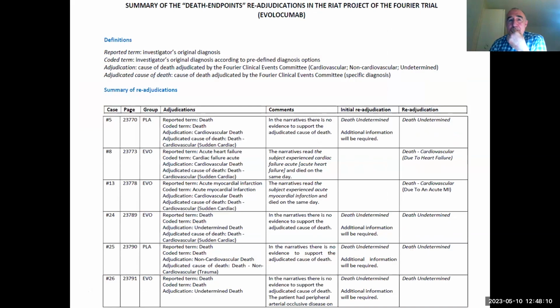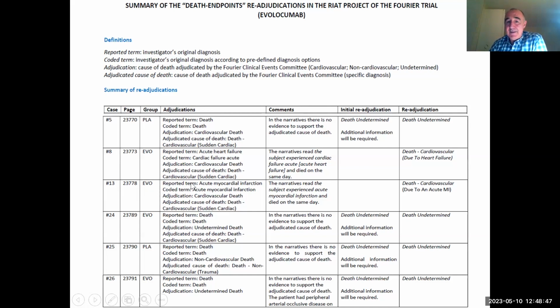Well, in the supplementary information in the BMJ Open publication, we also included a list of all changes we made, and also gave enough information for anyone to double check that we're faithful to the information in the clinical study report. If you take, for example, case number 13, you can read that on page 23778, this patient was treated with evolocumab.